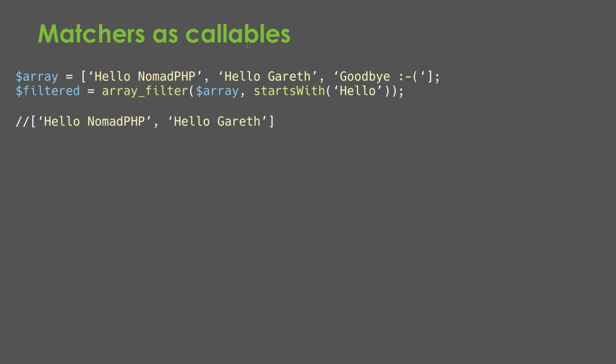Pretty cool. You can also use matchers as callables. Because a matcher, when it's used as a callable, just invokes its matches method, which returns truthy, you can use it with array filter or with a filter method on a collection. So here's a very simple example. We've got an array containing 3 strings: hello Nomad PHP, hello Gareth, and goodbye. And then we're just filtering to find the ones which start with hello, which will leave us with an array with just 2 elements in.